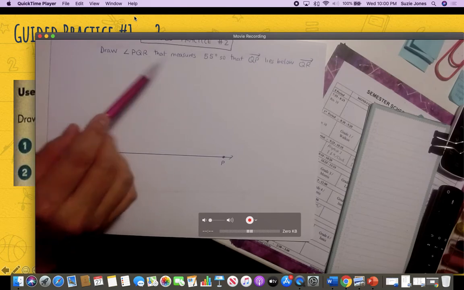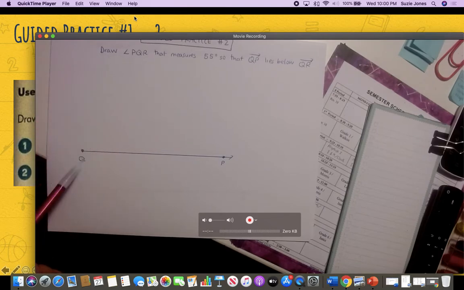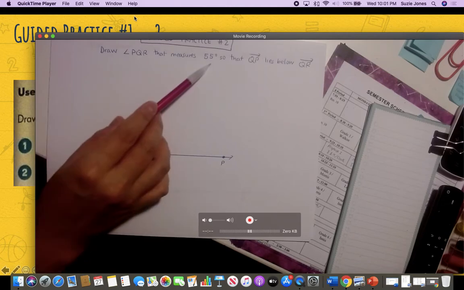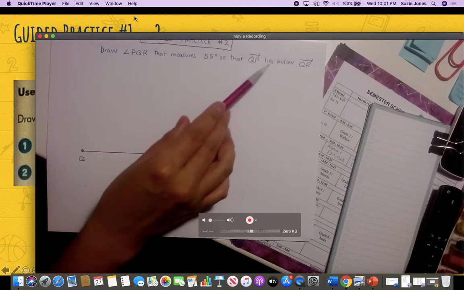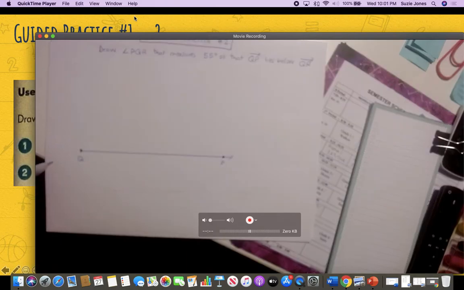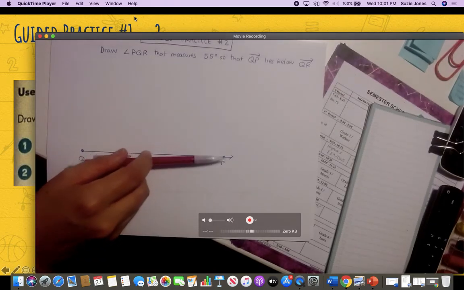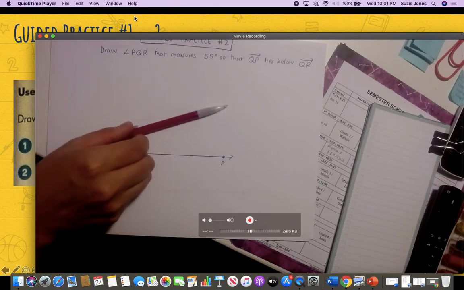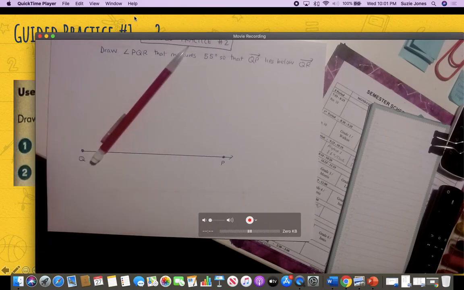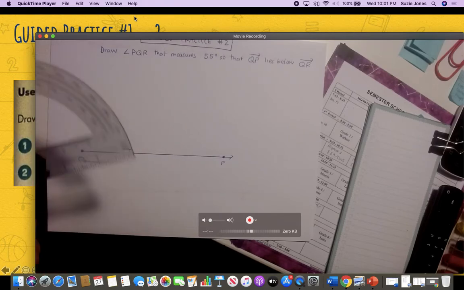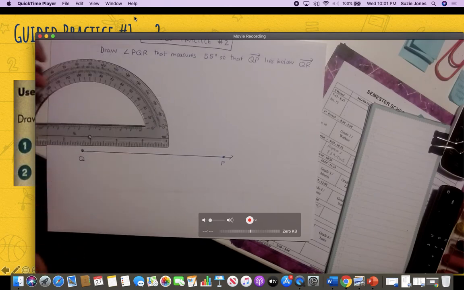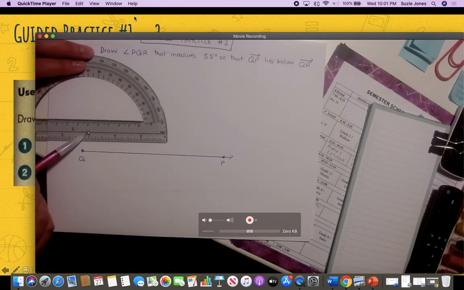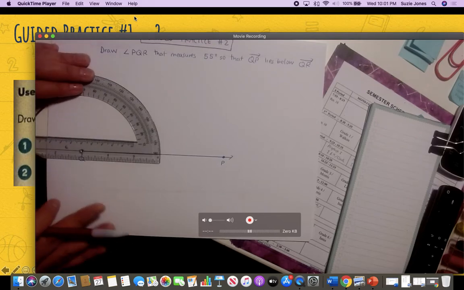All right, guided practice number 2. We want to draw angle PQR that measures 55 degrees so that QP lies below ray QR. So QP is here, but it has to lie below a ray QR. Maybe ray QR is here, or here, or here, or here, depending if my pencil was my ray. So that means I can put my protractor like this. I have to make sure again, Q is my vertex, so it has to go inside my center hole here.